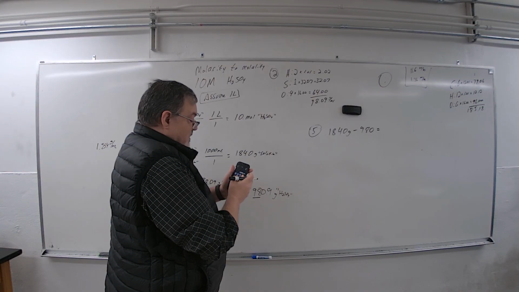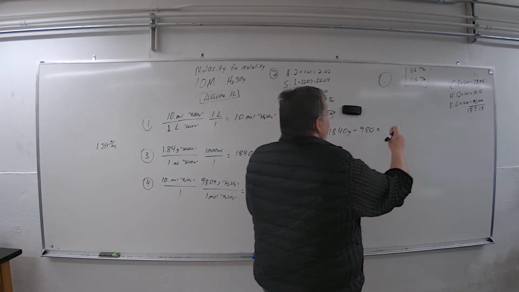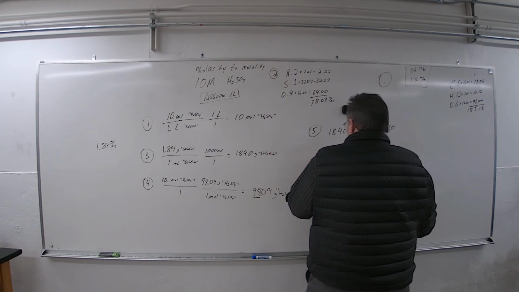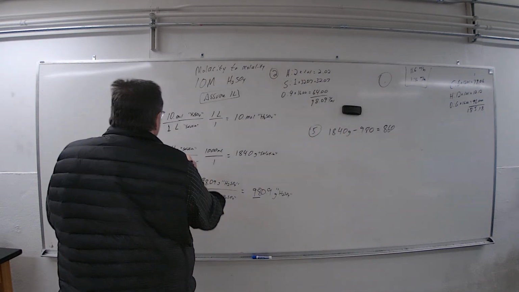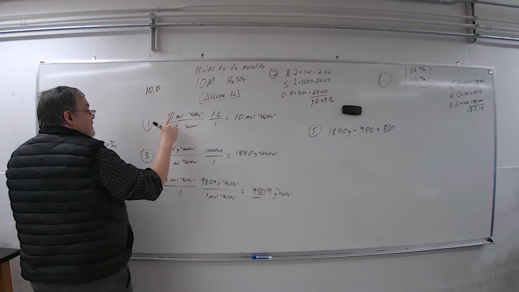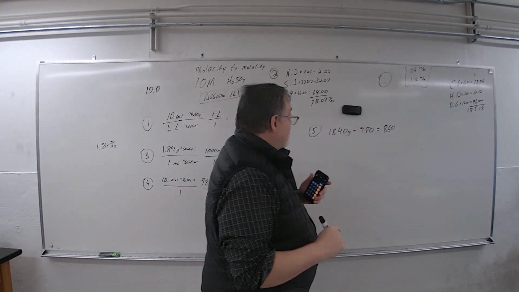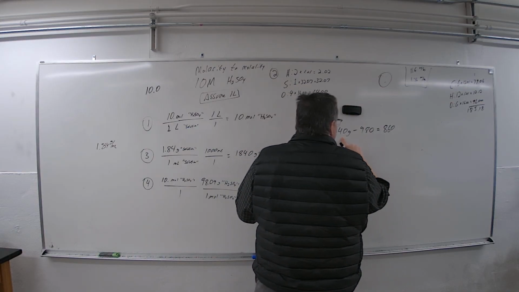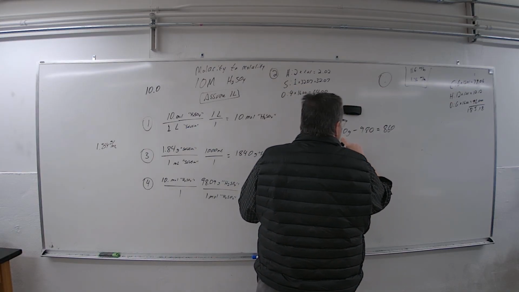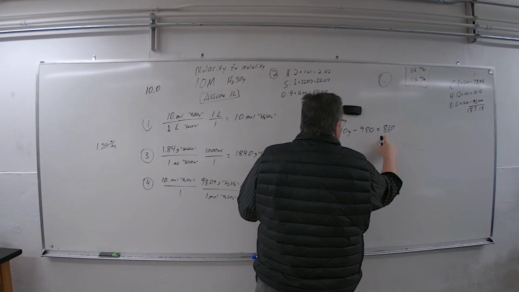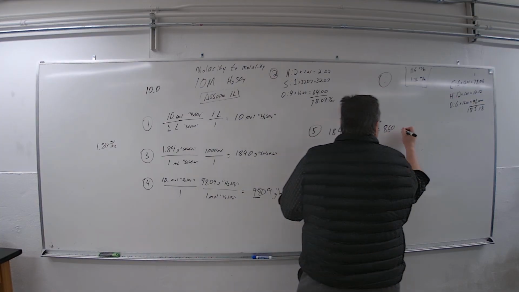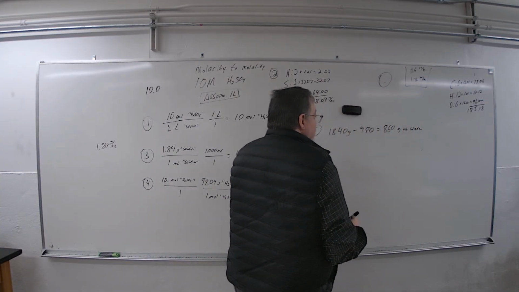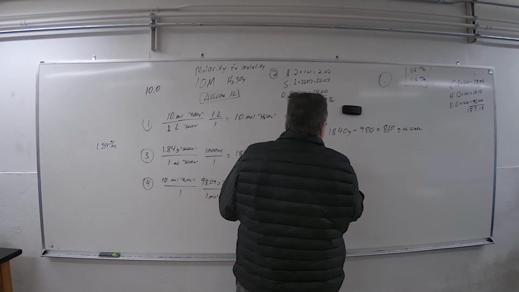1840 minus 980. They kept 3 significant figures, which is not correct. They should have done 10.0 if they wanted that. 860 of this. Okay, that's 860 grams of water.